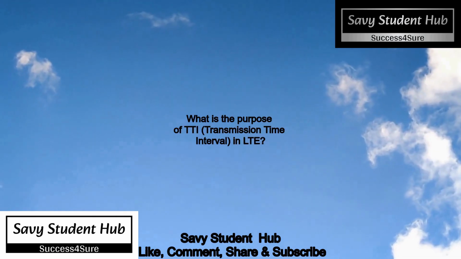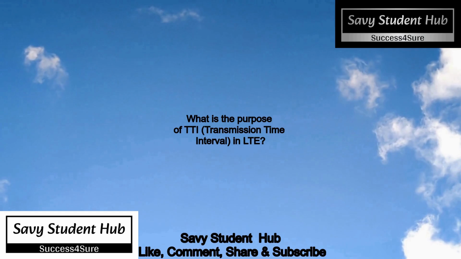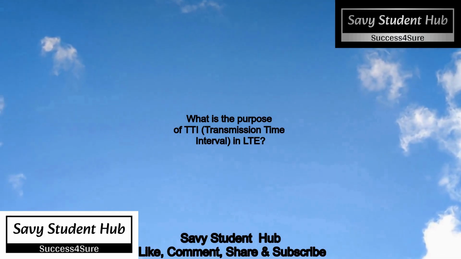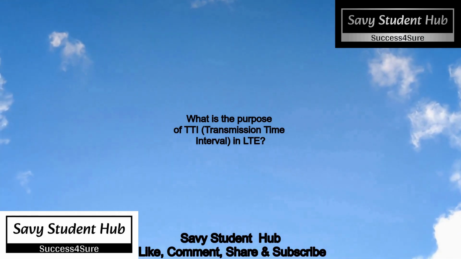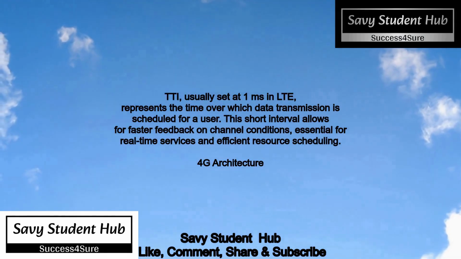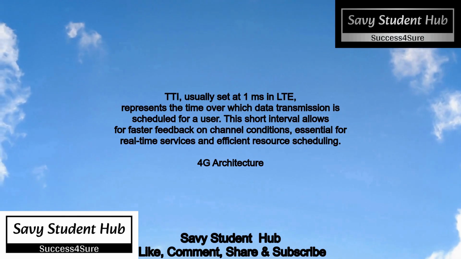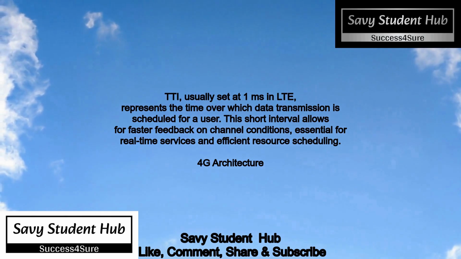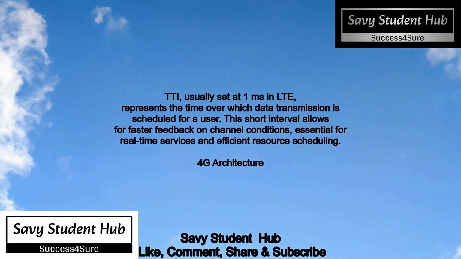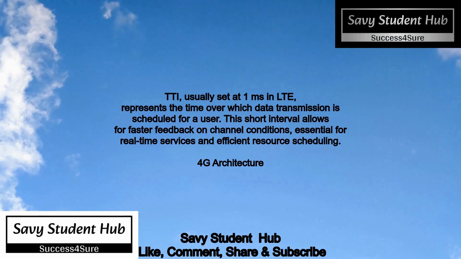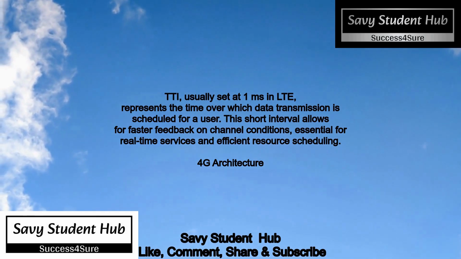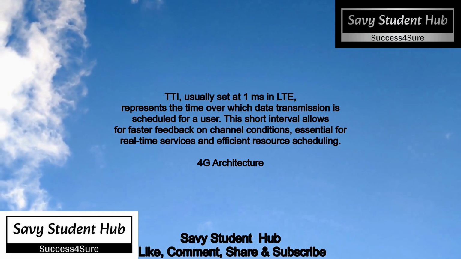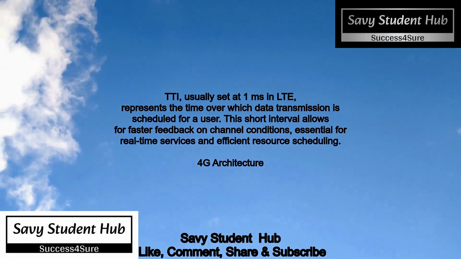What is the purpose of TTI, transmission time interval, in LTE? TTI, usually set at 1 millisecond in LTE, represents the time over which data transmission is scheduled for a user. This short interval allows for faster feedback on channel conditions, essential for real-time services and efficient resource scheduling.